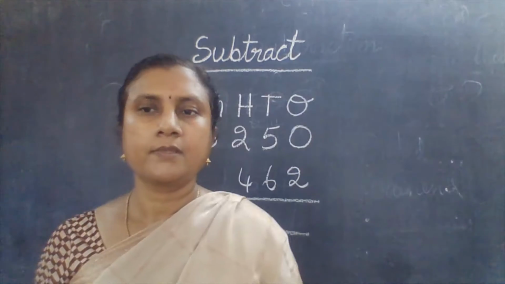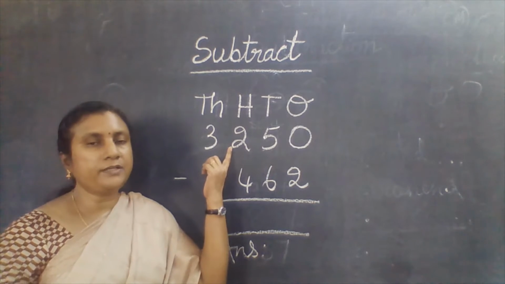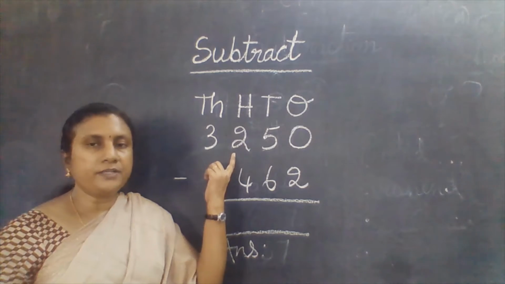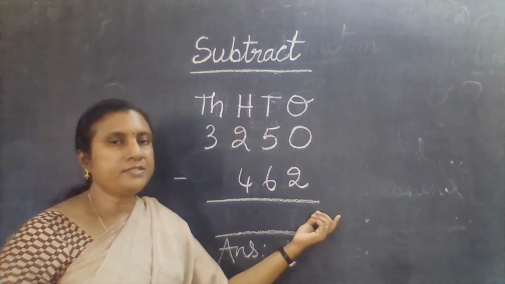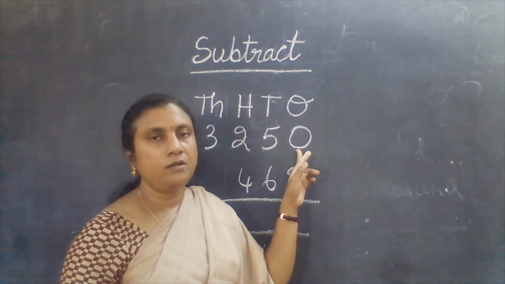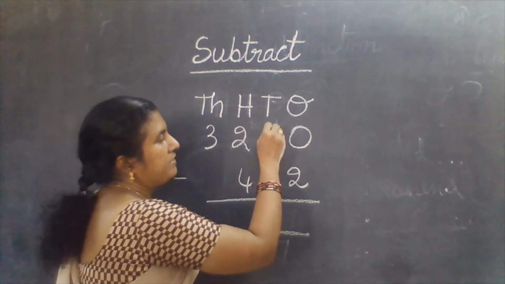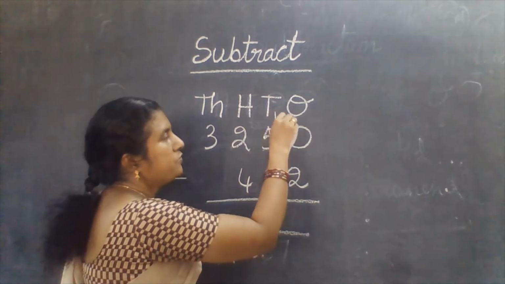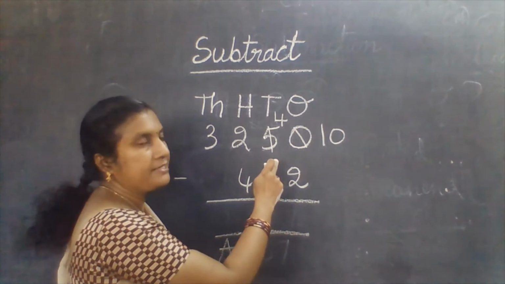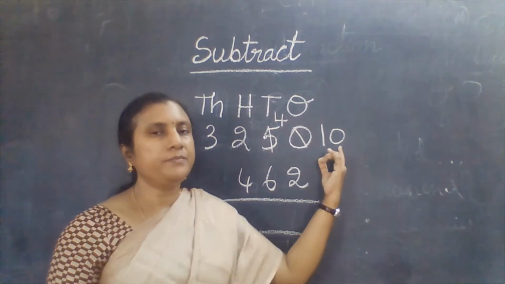187. Here we have 462 to separate from 3250. Is it possible? Yes, it is lesser than 3250. We can subtract. So we have to start from ones place. Here we have to separate 2 from 0. Is it possible? No. So we have to borrow from the next place value. So 5 in tens place will be reduced to 4 and 0 will become 10. As we are bringing 10 from tens place, 10 plus 0 is 10. Now we have to subtract 2 from this 10.